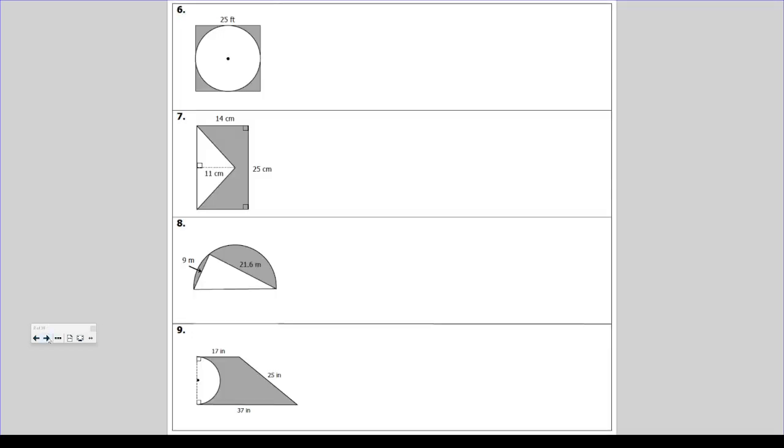So let's move on to some shaded area problems. So these are framed as subtraction. Not that we couldn't do the other page by subtraction, but this one, they're intended to be done by subtracting.